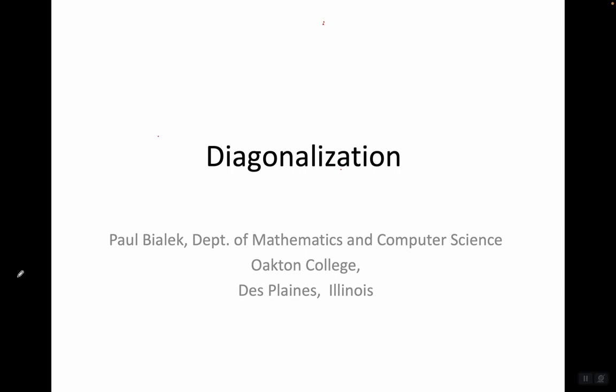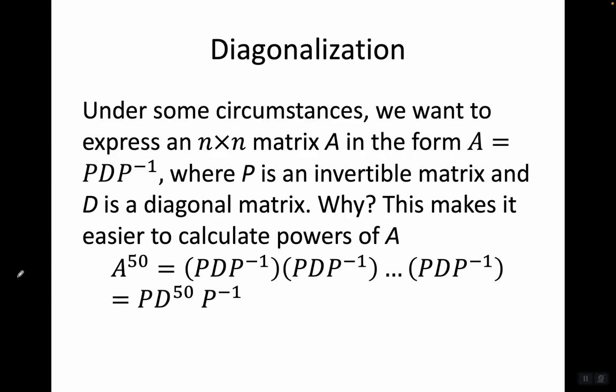Let's talk about diagonalization. Under some circumstances, we want to express an n by n matrix A in the form A equals P D P inverse, where P is an invertible matrix and D is a diagonal matrix. Why would we want to do that? This makes it easier to calculate powers of A.